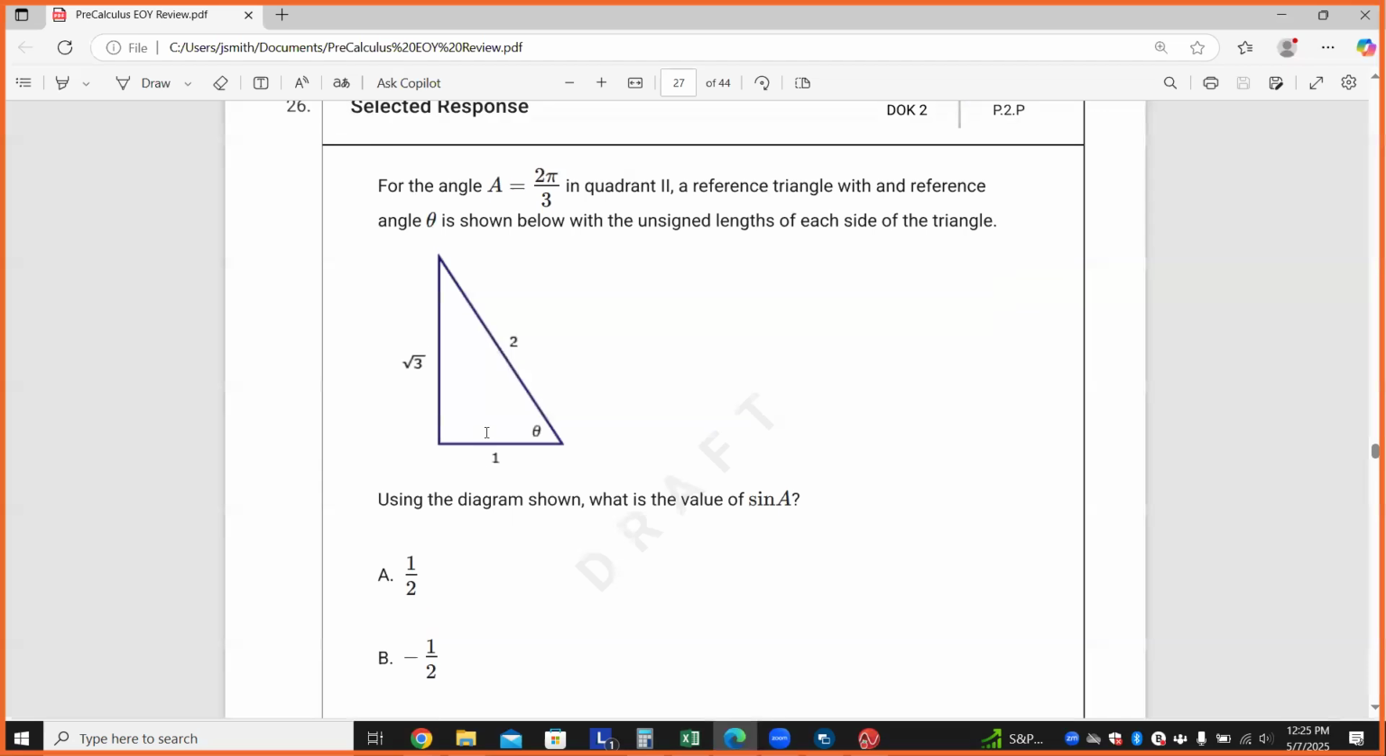All right, number 26, you're asked to find the angle A. For the angle A equal to 2 pi thirds in quadrant 2, a reference triangle with a reference angle is shown below with the unsigned lengths of each side of the triangle. Use the diagram to show the value of sine A. So basically, again, it's telling you that this angle is your sine. What this question's really asking is what is sine of 2 pi thirds?